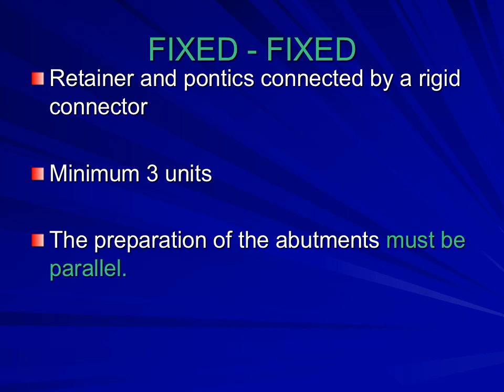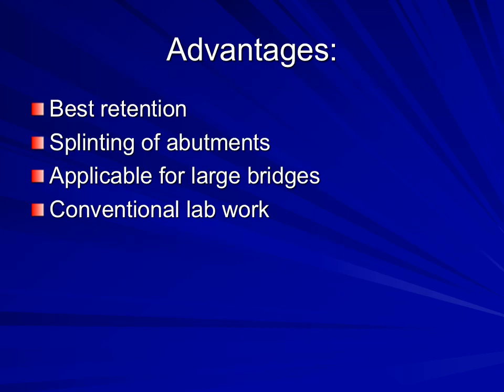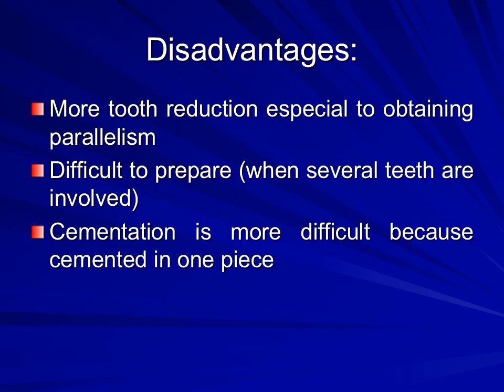Fixed bridge: retainers and pontic connected by rigid connectors. It is minimum three units. The preparation of the abutments must be parallel. Advantages: best retention, splinting of abutments, applicable for large bridges, conventional lab work. Disadvantages of fixed bridges: more tooth reduction, especially to obtain parallelism. Difficult to prepare when several teeth are involved. Cementation is more difficult because it is cemented in one piece. All these are disadvantages of fixed bridge.